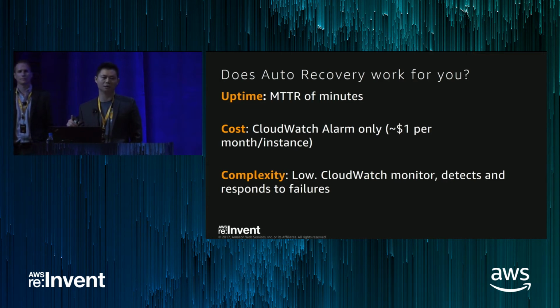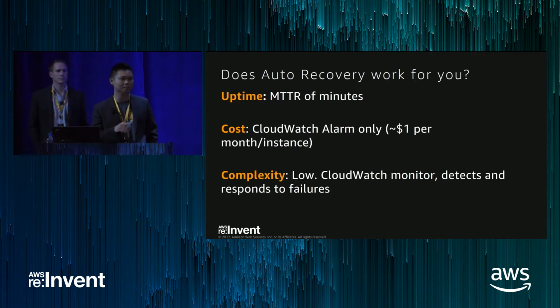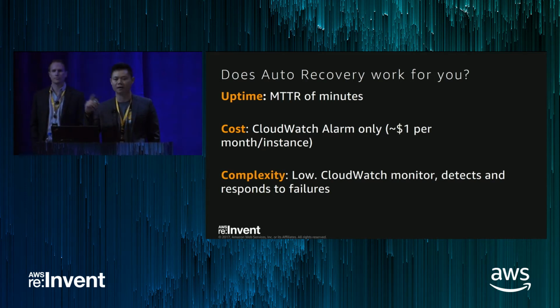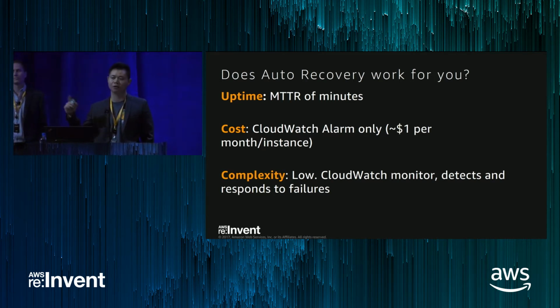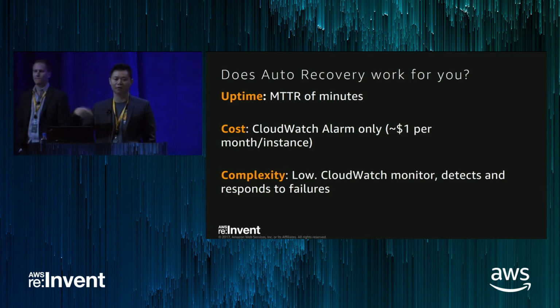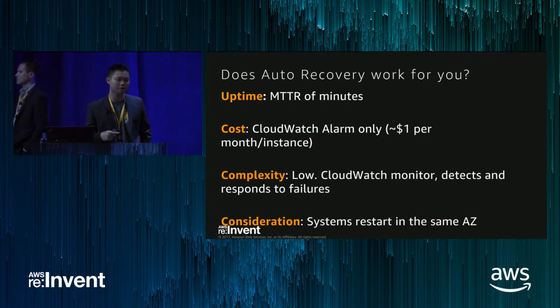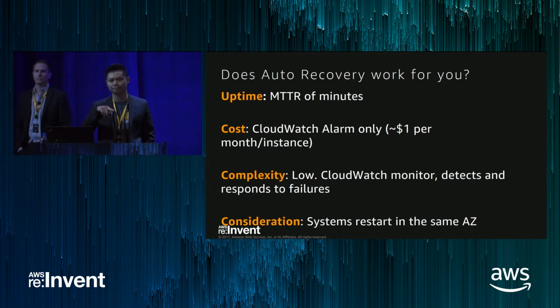If you're running our SAP HANA Quick Start, which provisions HANA systems for you, there's an option to say, I want auto recovery enabled. The Quick Start, which is CloudFormation, will enable that for you on your HANA instance. And the main consideration with auto recovery is that it recovers in a single AZ.